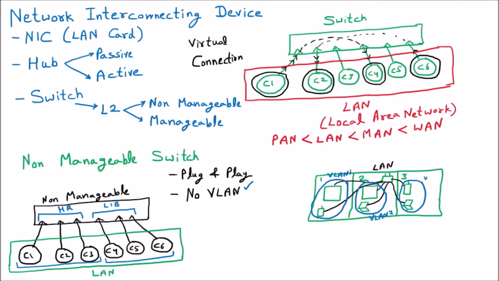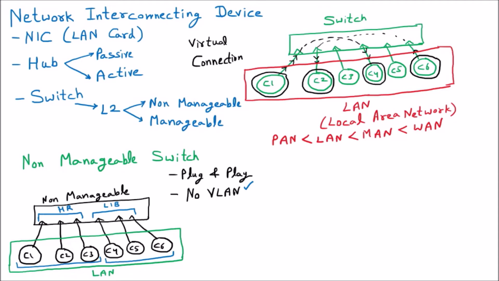And this is the VLAN 3. So if I want that they should create a separate network, but they are actually the part of one main network, that is not possible with the help of the non-manageable switches. So we are taking a few more things about the switch. The virtual connection is there with every switch. So I am just writing here that the virtual connection is there.